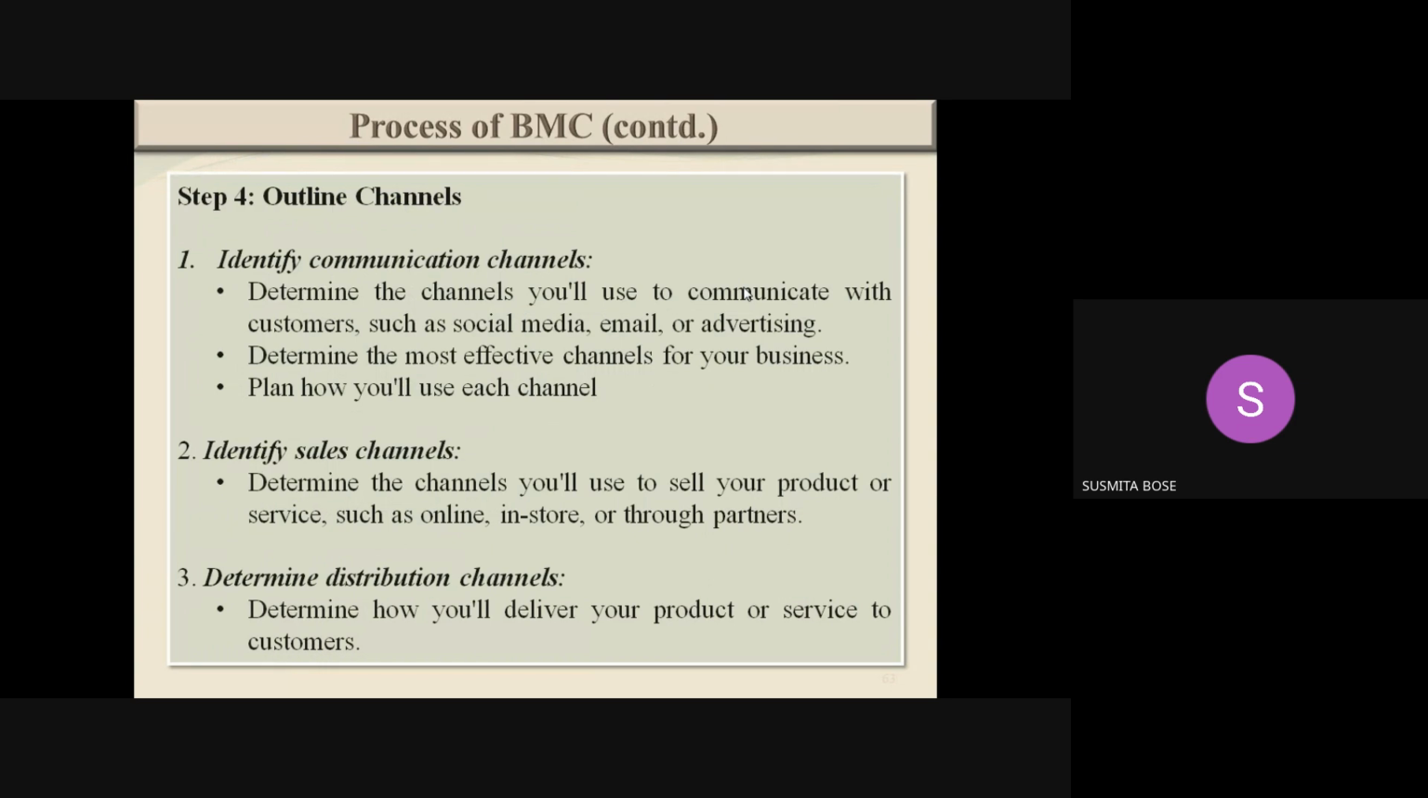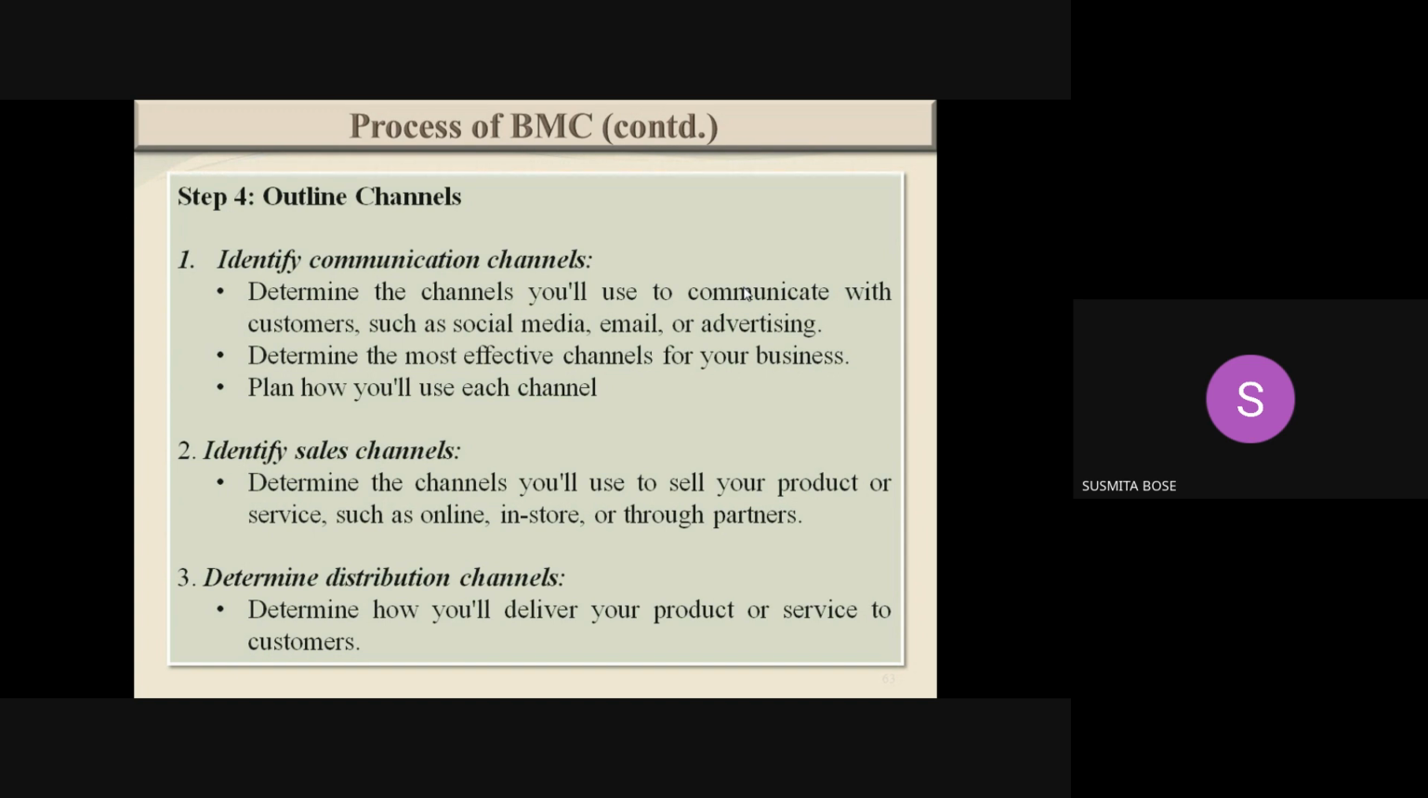Next, you'll have to outline the channels. Determine the channels you will use to communicate with customers, such as social media, email, and advertising. Determine the most effective channels for your business. You may be using maybe 10 channels, but which one or two are the most effective? You'll have to identify that and give emphasis to it. Plan how you will use each channel.